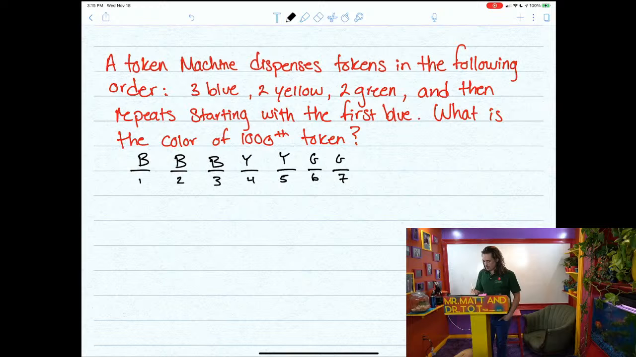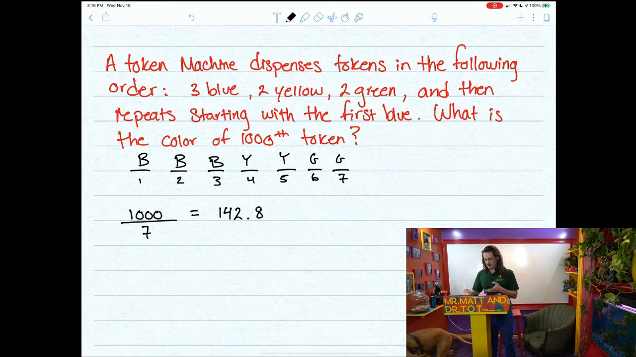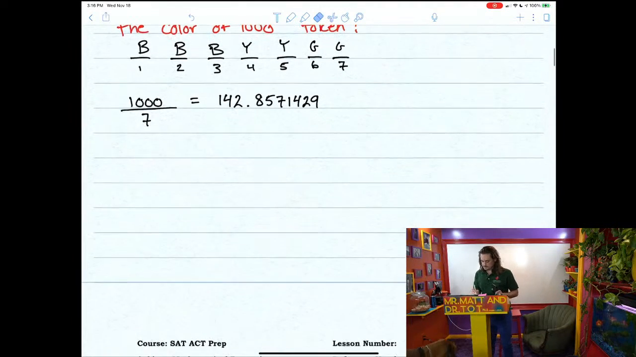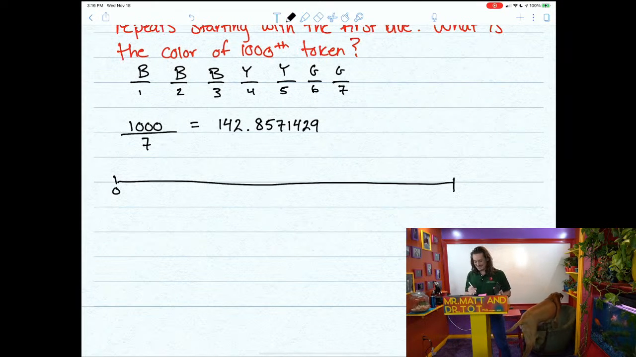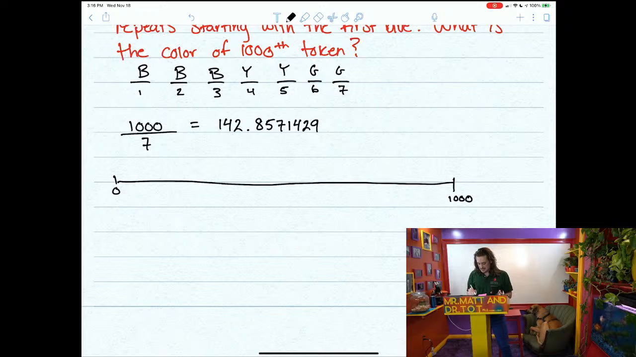So if we take the 1,000 tokens, I keep on saying gumballs, the 1,000 color positions that we're trying to analyze, and if we divide it by the 7 unique color positions, you're going to get a really nasty number. You're going to get 142.8571429. So let's talk about what this represents. If you're going from the 0th token all the way up to the 1000th token, basically what this number is saying is that this pattern you can think of as repeating itself over and over again. And so each one of these leaps represents a repetition of those 7 unique color positions.